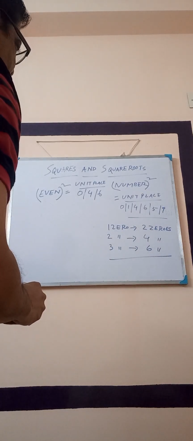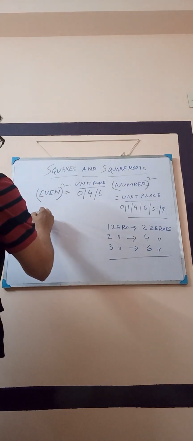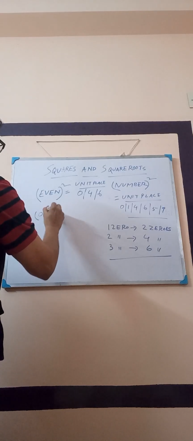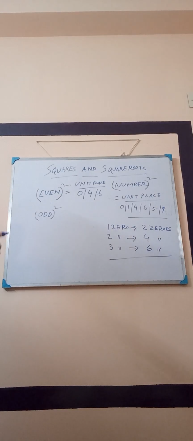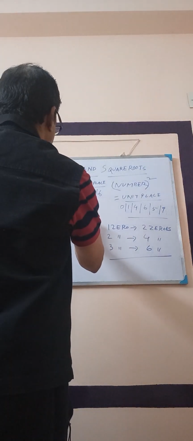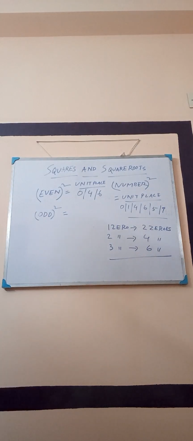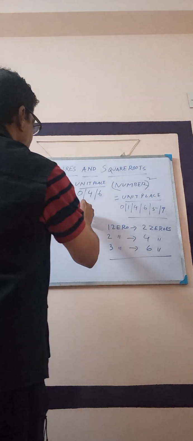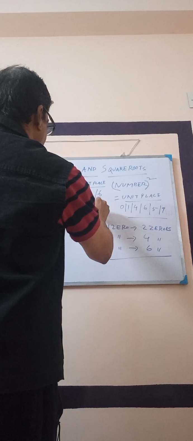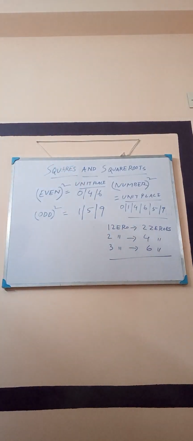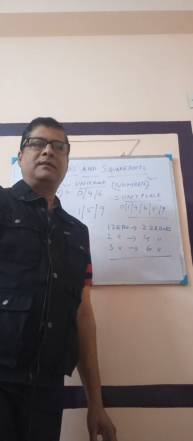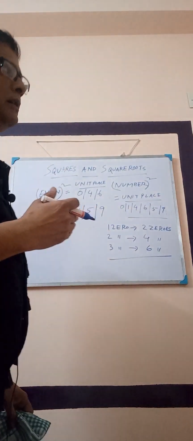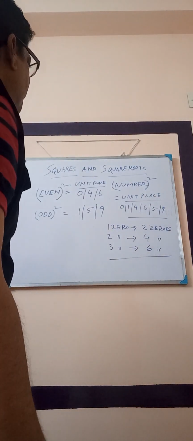Okay. Now the next one. If I take any odd number, that means a number that ends with 1, 3, 5, 7, 9, and I square that number, then the unit place of the result will always be 1, 5 or 9. Okay. So this is lesson number 1, squares and square roots. We will continue with this particular chapter. Okay.